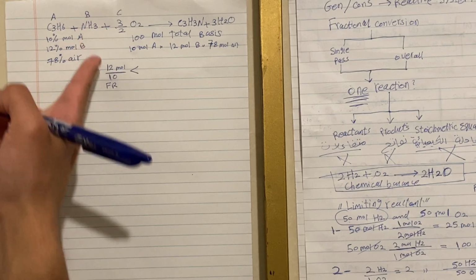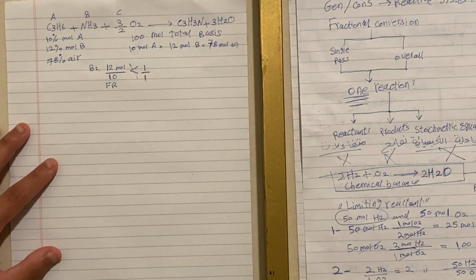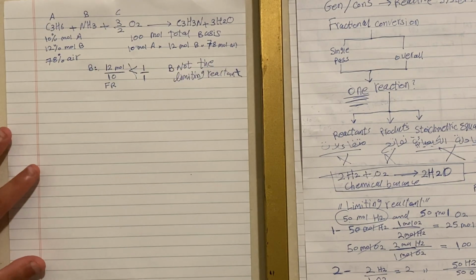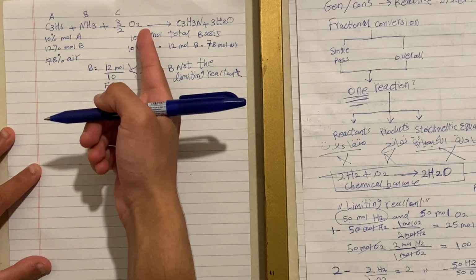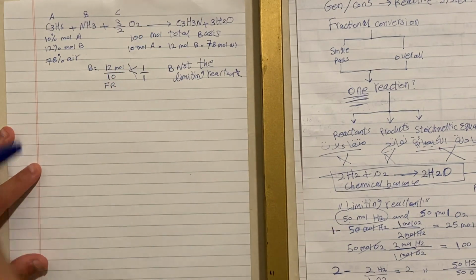If you take B divided by A, it will be 1.12 over 10, it's not smaller than 1 over 1. B is not the limiting reactant. You don't have to find now the feed ratio of B to O2, because once this condition is not satisfied, it's not true, you skip B.